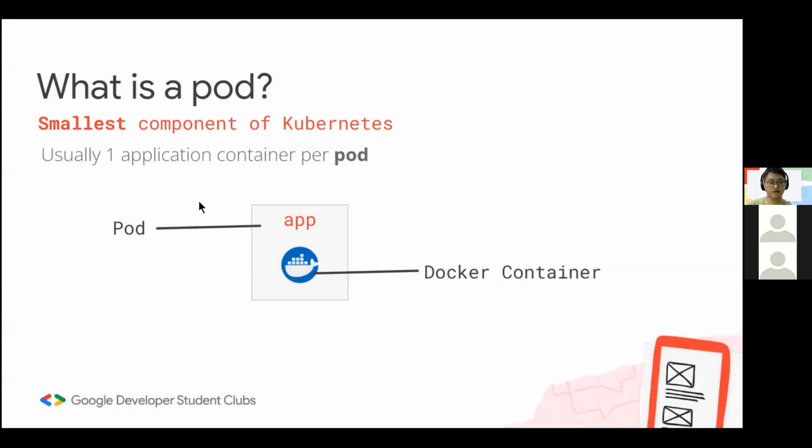So the first component is a pod. So what is a pod? A pod is basically the smallest unit of Kubernetes. You may think of this pod like this box. This box, like a pod, holds the Docker container inside. So basically, you put the Docker container inside this pod. Okay, so this is basically a pod that contains a Docker container, which is our application.